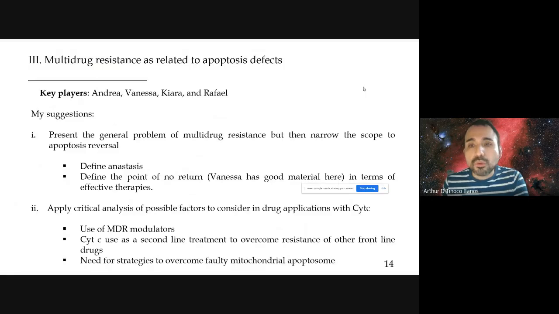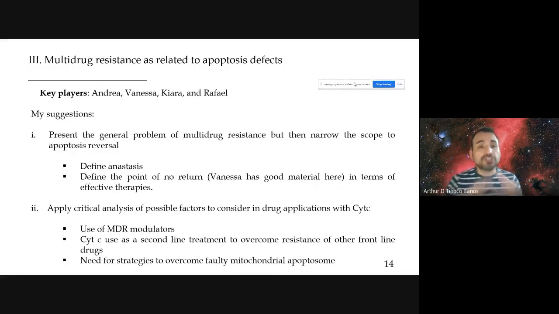But what I think that we can do in this section is build off of the general problem of multi-drug resistance. So we should introduce that problem that goes beyond just apoptosis, but then narrow the scope to the apoptosis reversal issue. And why this particular component? Because it's directly related to the role that cytochrome C plays as far as triggering an apoptotic pathway.